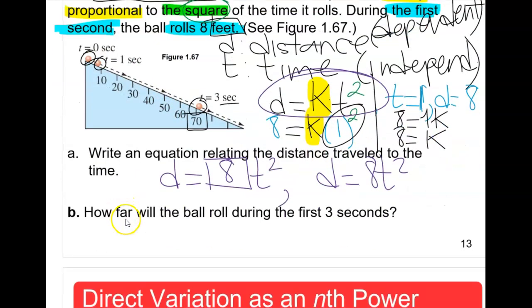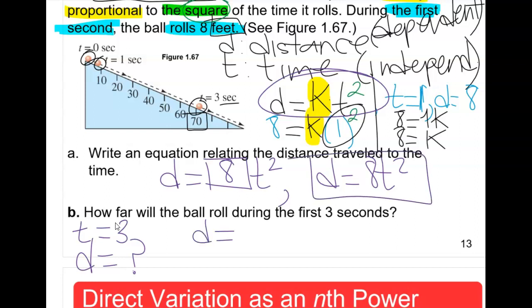Now for part B, the question says, how far will the ball roll during the first 3 seconds? So the question says, when t is equal to 3, what will be the distance? This is a two-part problem. We're going to find the value of d by substituting t equals 3 seconds.